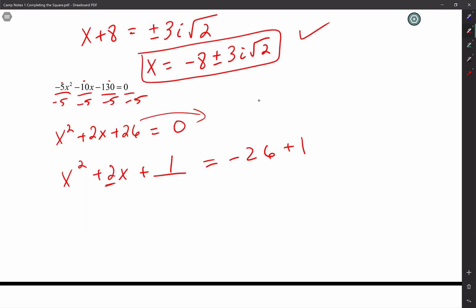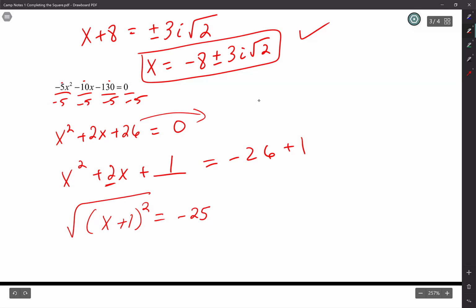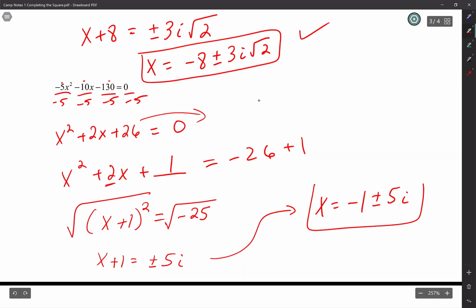So now this trinomial is going to reduce to (x plus 1) squared equals negative 25. See? And then you just take the square root. And you're going to have x plus 1 equals plus or minus 5i. Move the 1 to the other side. x equals negative 1 plus or minus 5i. Done.